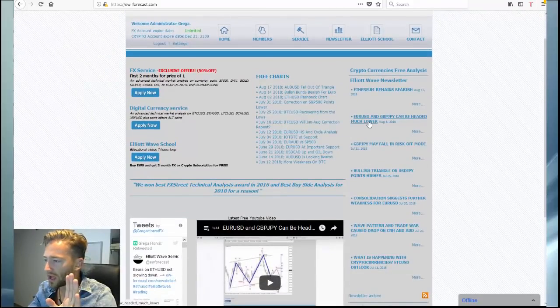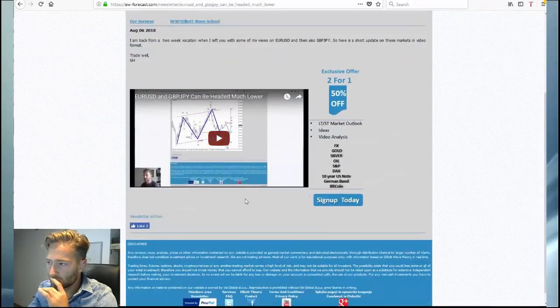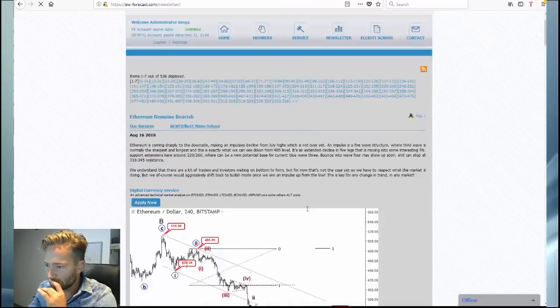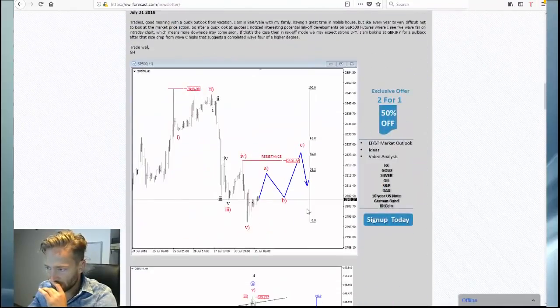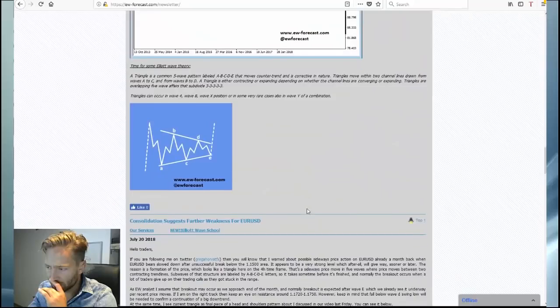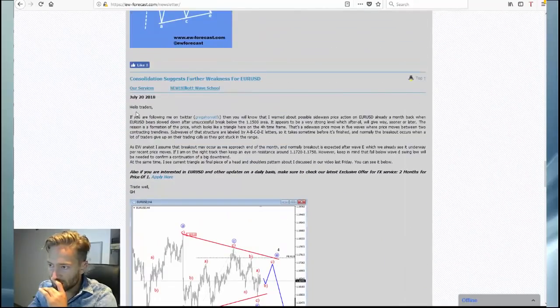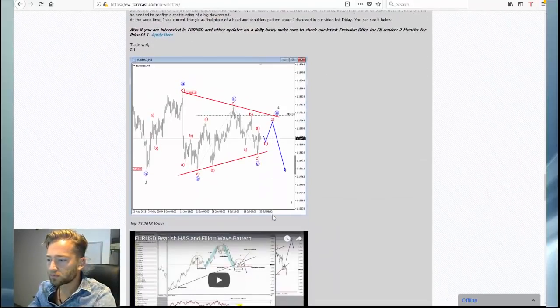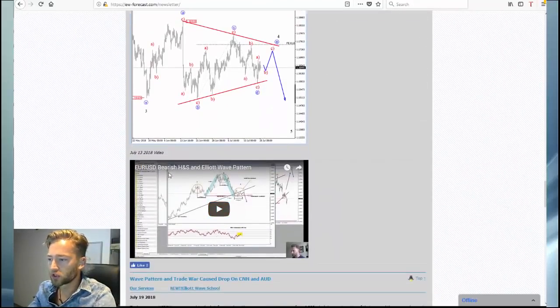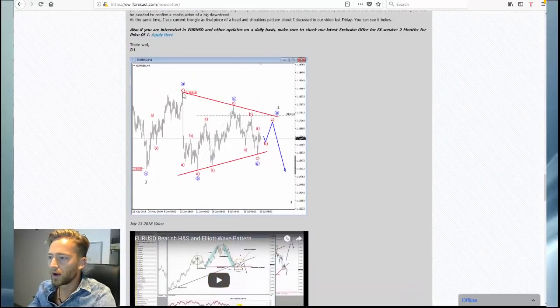What we have been looking at is the euro dollar. Well, as you know, I also made an analysis. Let me just check. Yes, here it is from July 20th. If you recall, I made a video analysis about the potential head and shoulders pattern, and also talked about this triangle consolidation in wave 4.